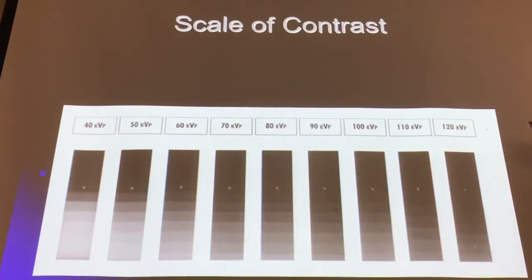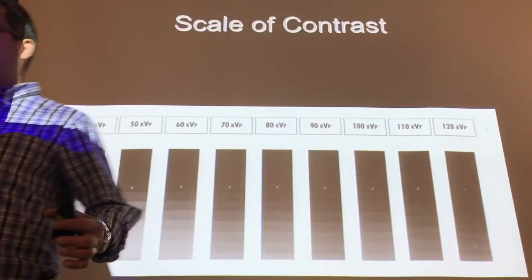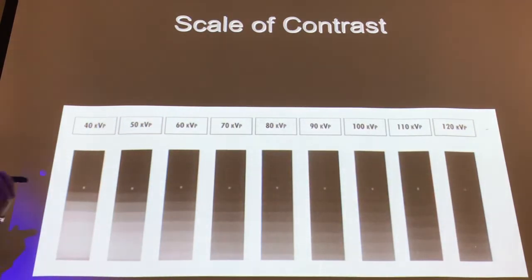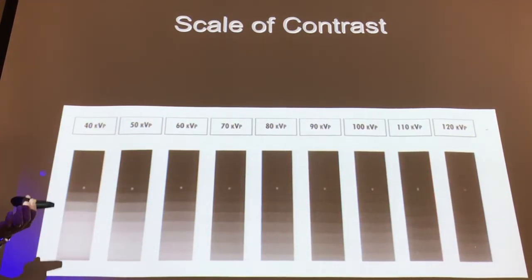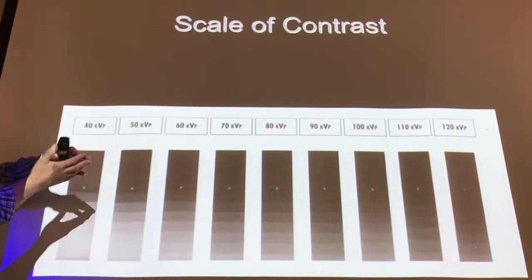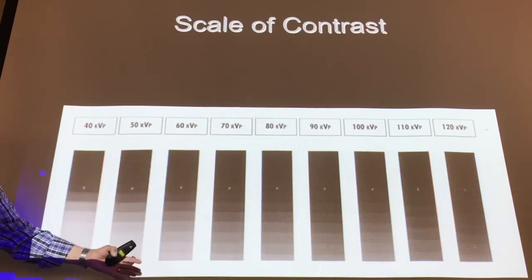Okay. Now we can look at kVp. kVp is the primary factor in controlling contrast. Let me say it again. kVp is the primary factor in controlling contrast. Why is that? Well, because kVp gives you more or less scatter radiation. Scatter radiation is what is going to give you this blend or this range of contrast.